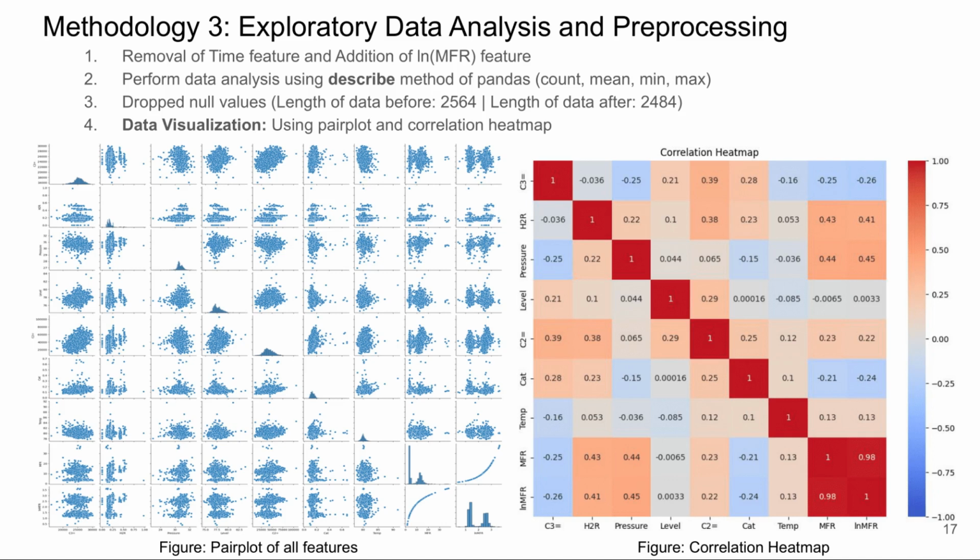The figure on the right shows the correlation heat map between all the features, which gives a quantitative number between -1 and 1, as well as a color shade from dark blue to dark red, corresponding to how correlated each feature is. We can observe, for example, that pressure and H2R show the most positive correlation with the natural log of MFR. On the other hand, C3 and the catalyst show the most negative correlation. So moving on to the next slide.